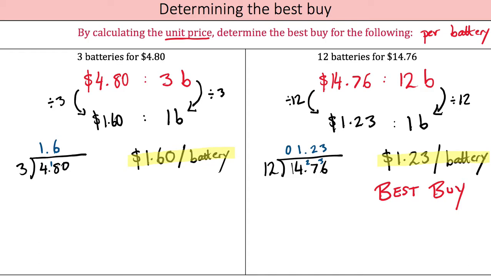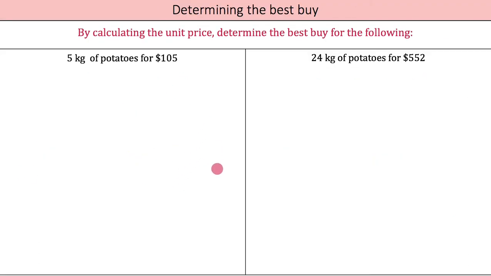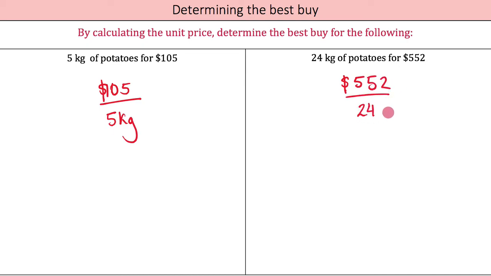Let's keep on going. You might want to pause the video and just try this for yourself, but it's going to be exactly the same idea. And I might just do this a little bit differently. I might just use fractions instead of using the traditional dot. So if I have 5 kilos of potatoes for $150, what's that going to be? Well, that's going to be 150 divided by 5 kilos. And over here, this is going to be 552 over 24 kilos.